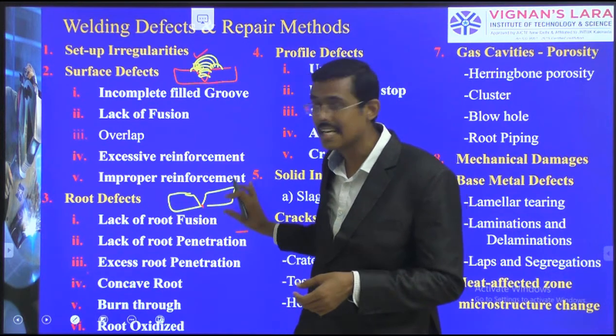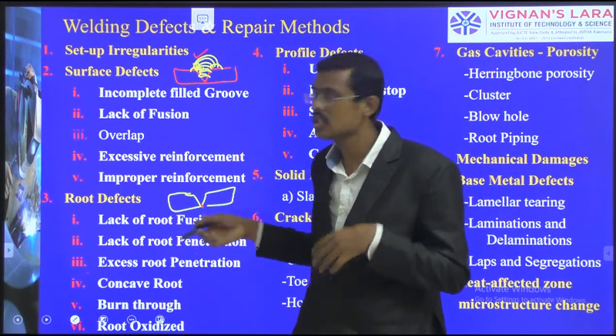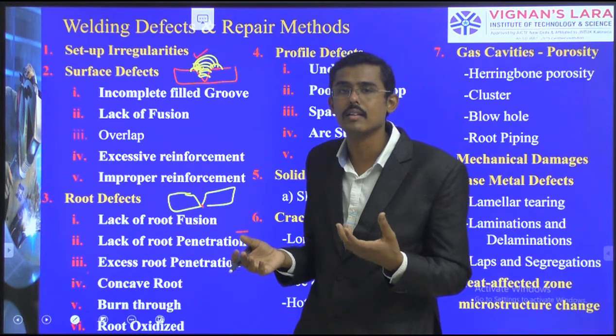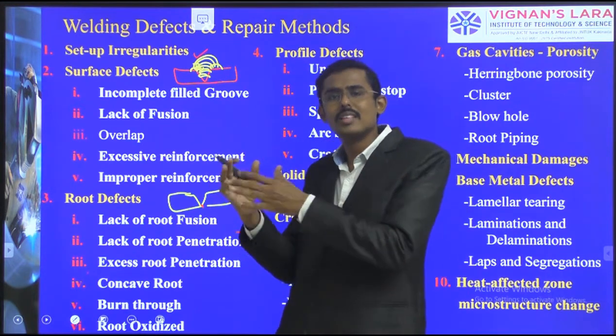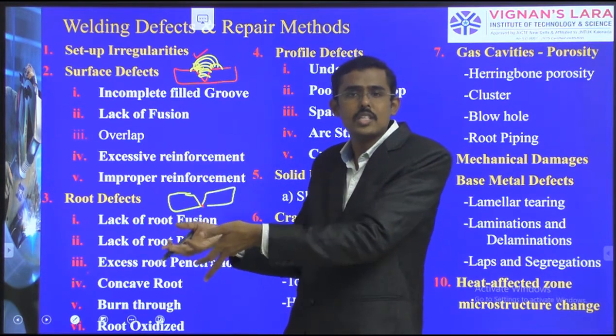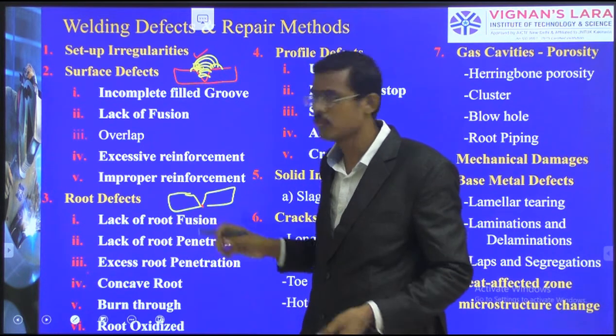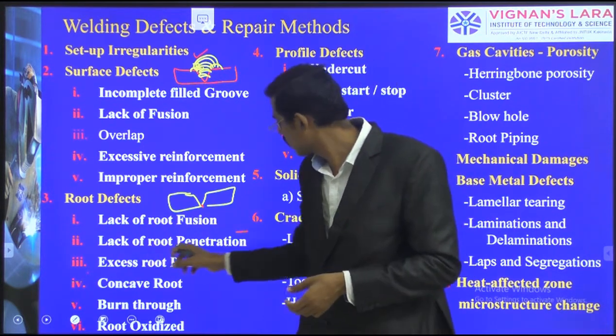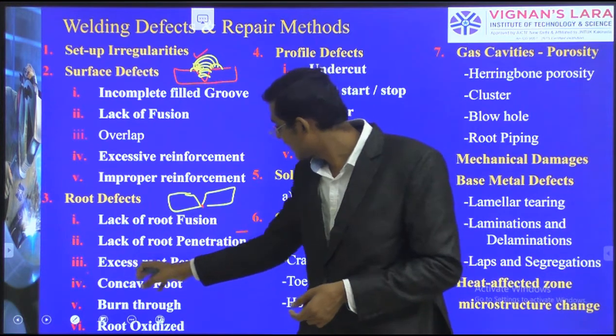Say the total thickness to be welded is 10 mm. If the root is not welded, the 1 mm may not be welded, so it will be welded up to 9 mm only. Then it is a defect because full penetration is not done. So: lack of root fusion. Similarly, lack of root penetration, and then excess root penetration.